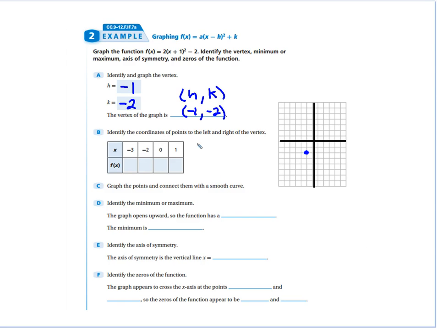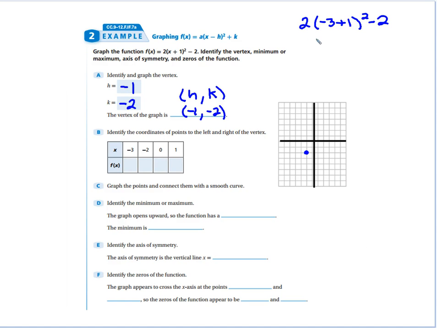Now I need to come up with some points. So we're going to identify coordinates on the left and the right side. My vertex was at negative 1, so on the left side I'm going to do negative 2 and negative 3, and on the right side I'm going to do 0 and 1. What we're going to do is take each of those numbers and plug them in. My first one I'm going to plug in is negative 3. So I do 2(−3 + 1)² − 2. We do the order of operations.